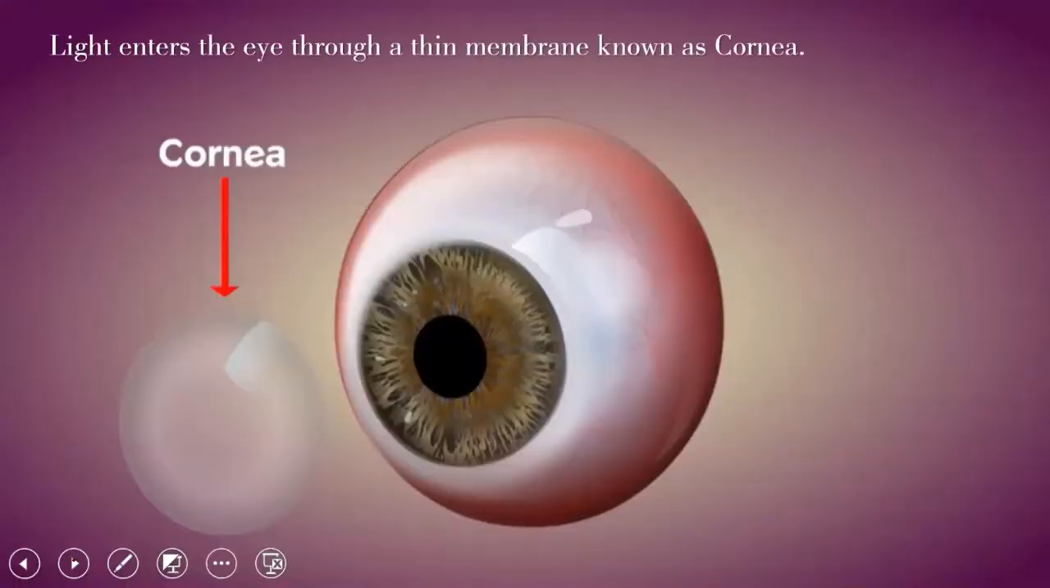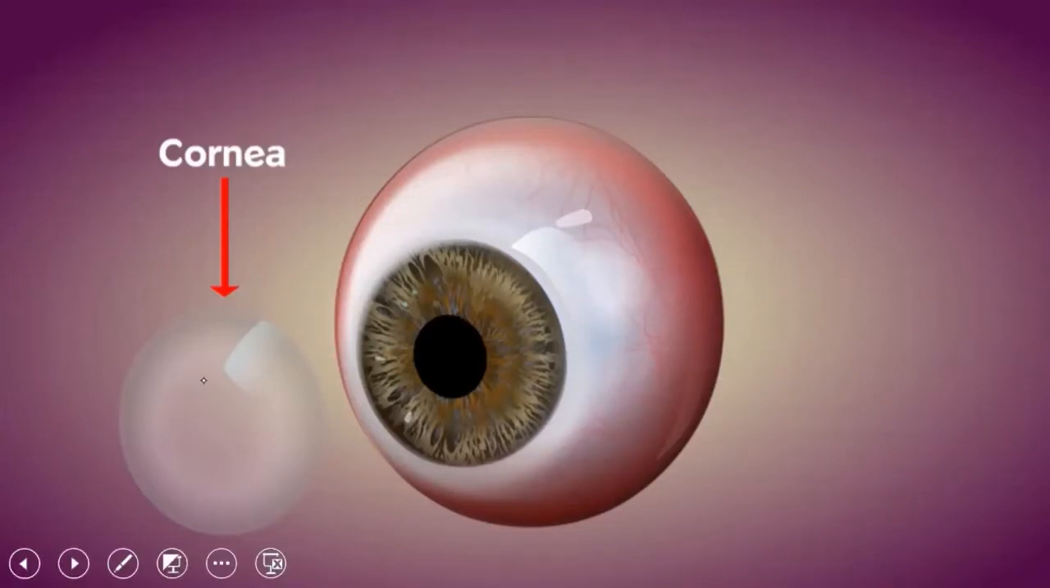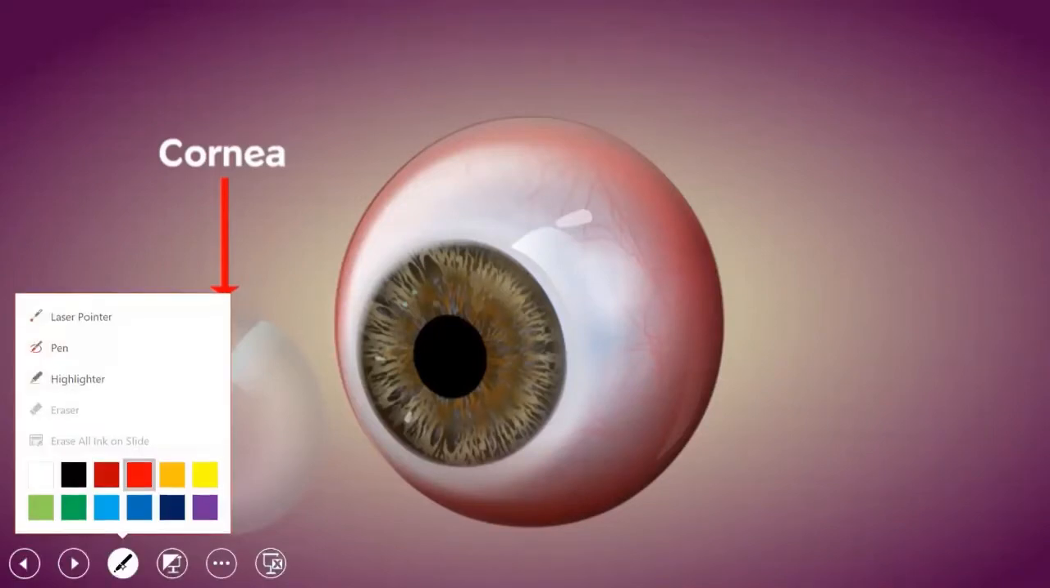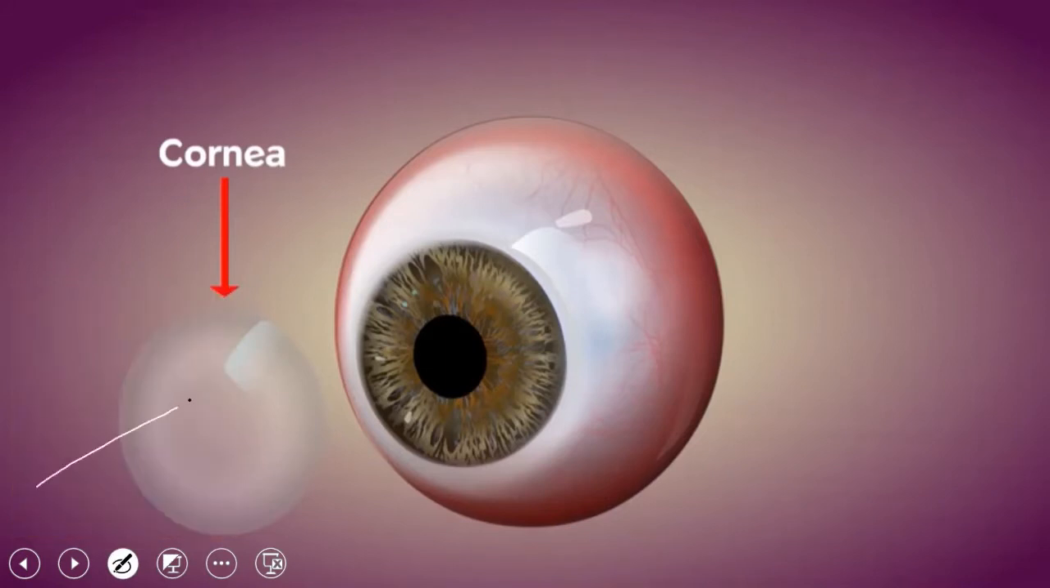The first and foremost thing that we can see or touch with our hand is called the cornea. Cornea is a transparent bulge in front of the eye. Light enters through a thin membrane called the cornea. So whatever light is coming from the atmosphere has to pass through the cornea. We say that the maximum amount of refraction of light happens at the cornea. So this is your cornea.